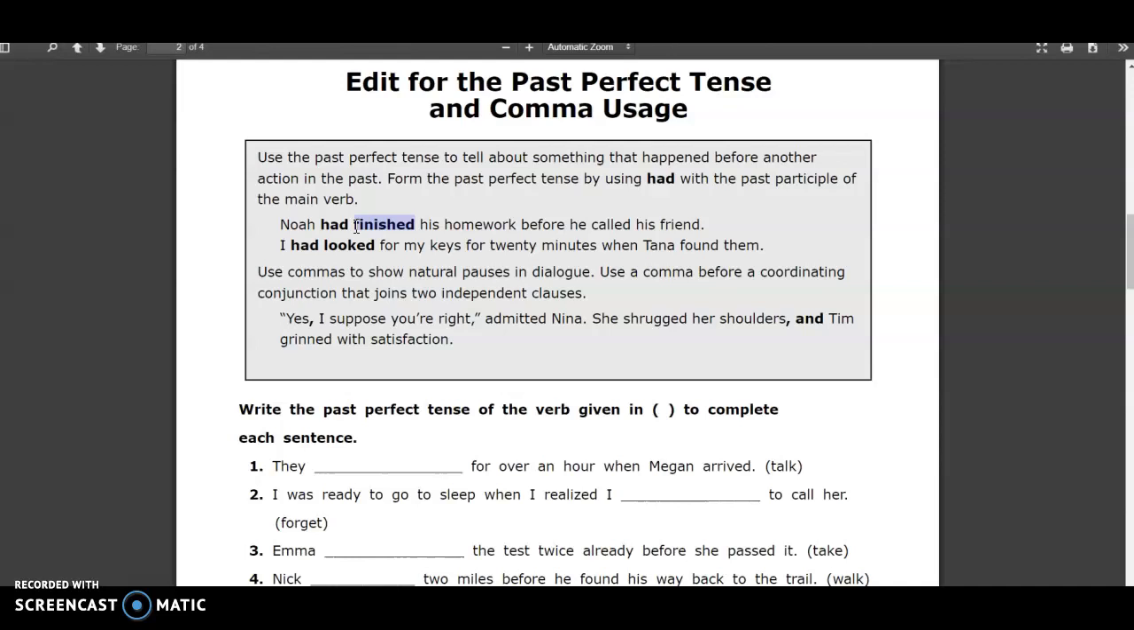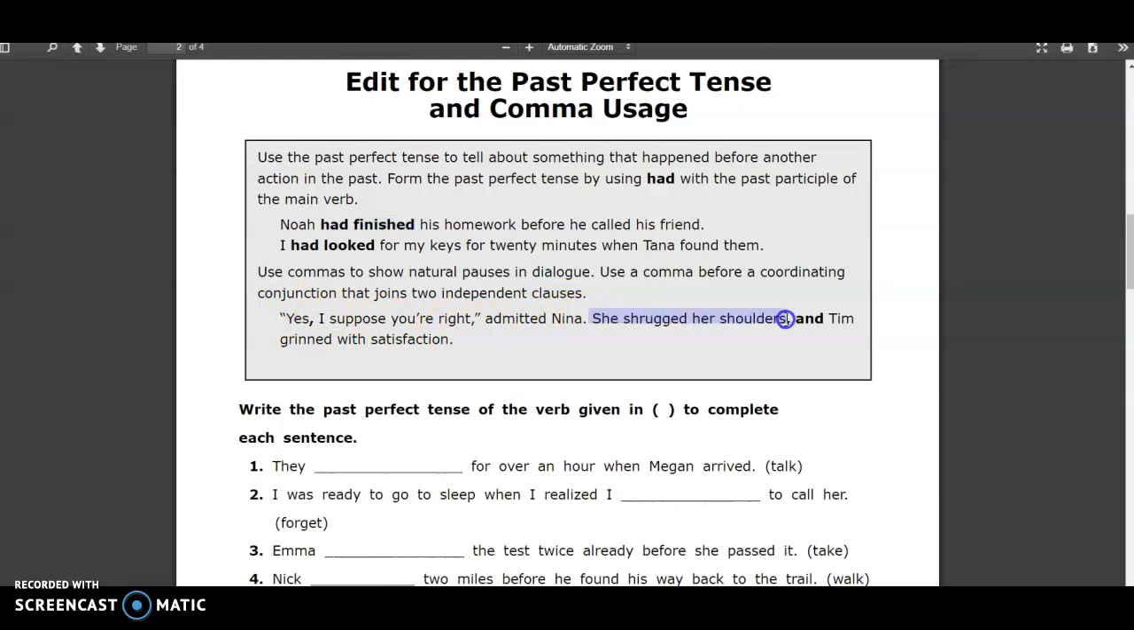Commas are also used for what we call conjunctions, where you're joining two different clauses together, so independent clauses. So two things that could stand alone by themselves, when you bring them together, like you're adding an and or an or, and you would need to use a comma. So for example, yes, there's that pause. I suppose you're right, admitted Nina.